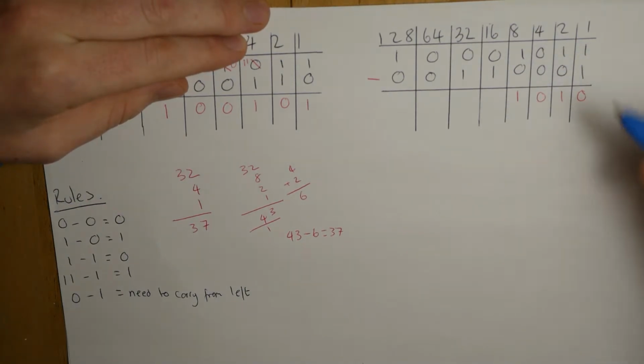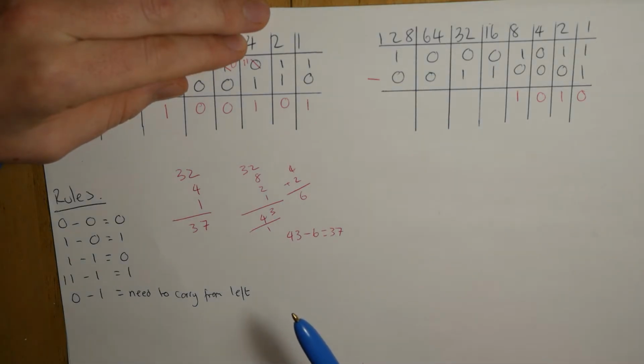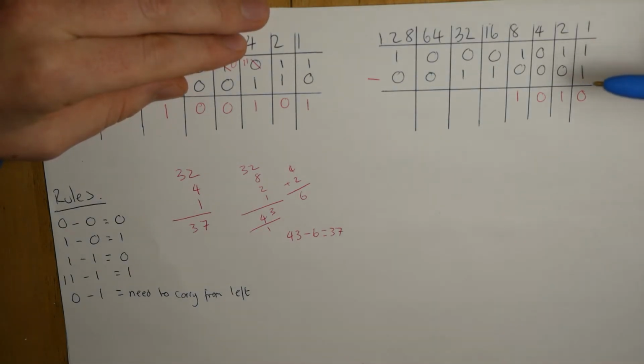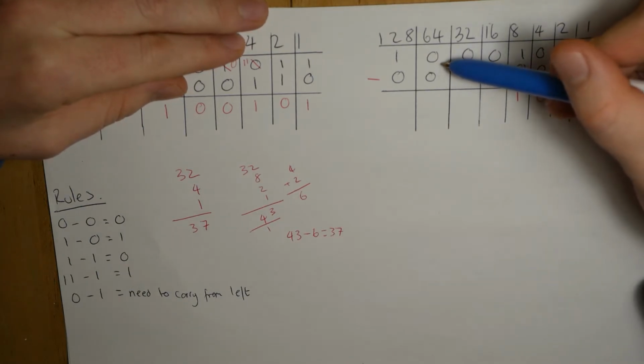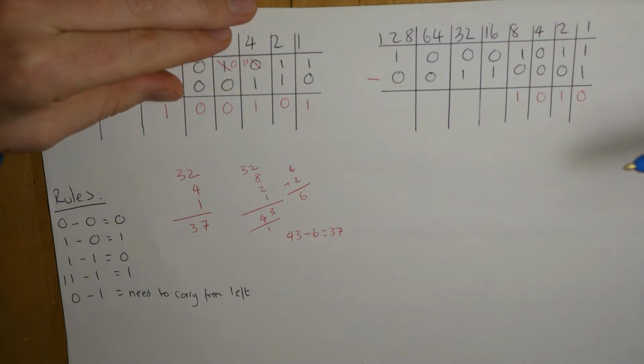0 take away a 1, which we can't do. So what we're going to need to do is borrow. Here we can see it might be problematic because we've got several columns it's going to have to go across from. But that's okay. We try to look for the next column, none there. 64, there's none there. And so we're going to have to take it from this end column, the 128.